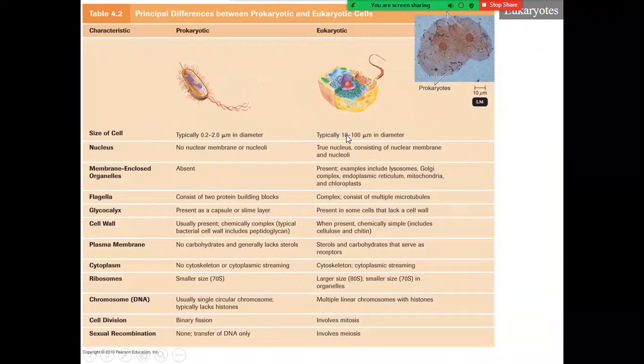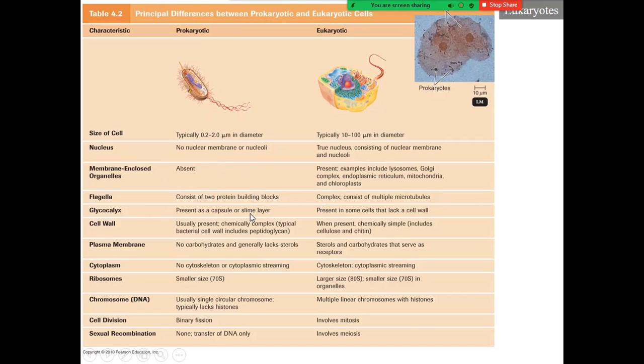The cell size is different, about 10 times smaller for a prokaryotic cell. There's no nucleus in a prokaryotic cell. There is in a eukaryotic cell. There's no membrane-bound organelles in a prokaryotic cell, and there are membrane-bound organelles in a eukaryotic cell. The flagellum differ between the two, but let's not really talk about the differences. Both can have flagellum.